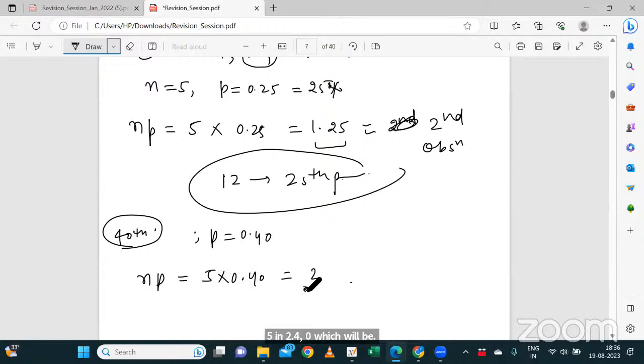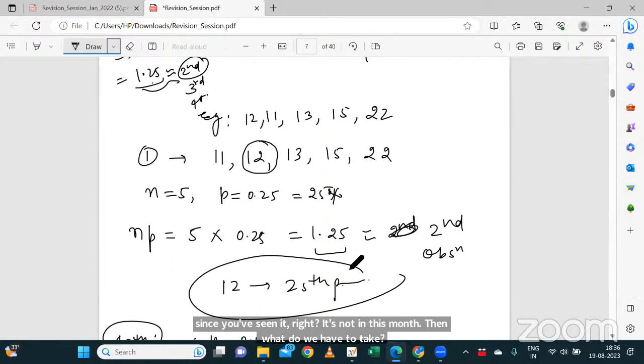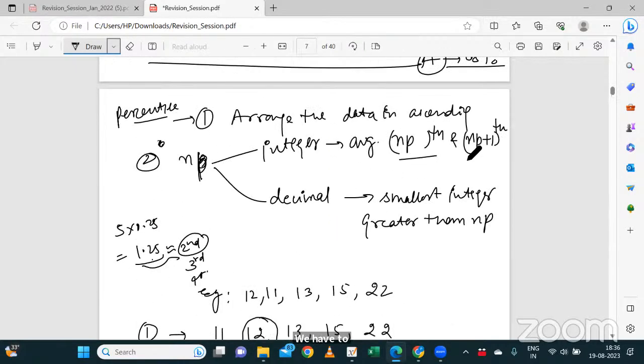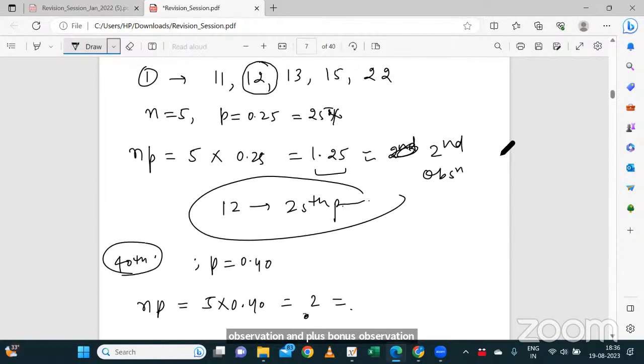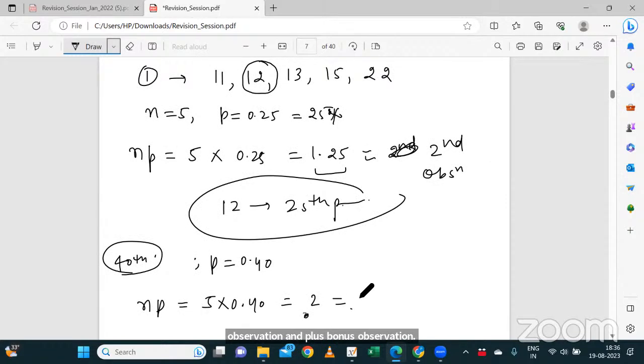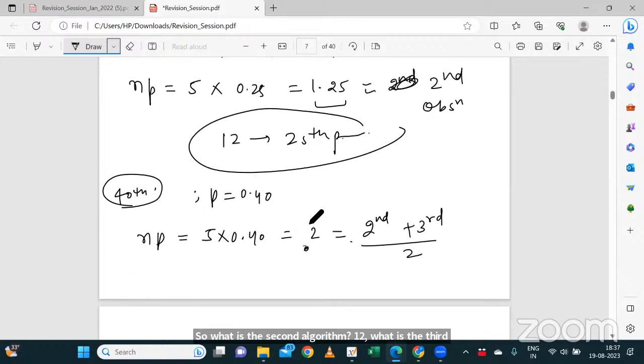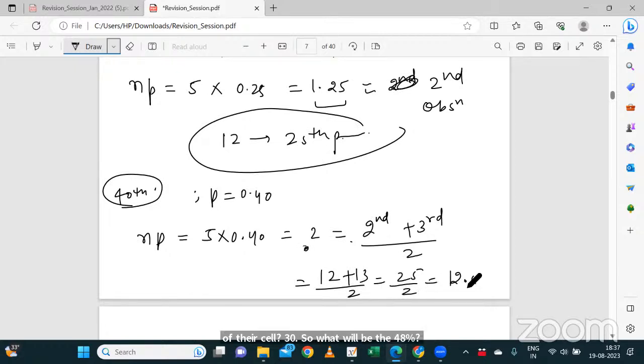Since it's an integer, not a decimal, then what do we have to take? We have to take the average of the npth observation and the np plus 1th observation. So it's a 2. That means we have to take the average of the second observation and the third observation, correct? The second observation is 12. The third observation is 13. So what will be the 40th percentile? 12 plus 13 divided by 2, it's 25 divided by 2, which is nothing but 12.5.